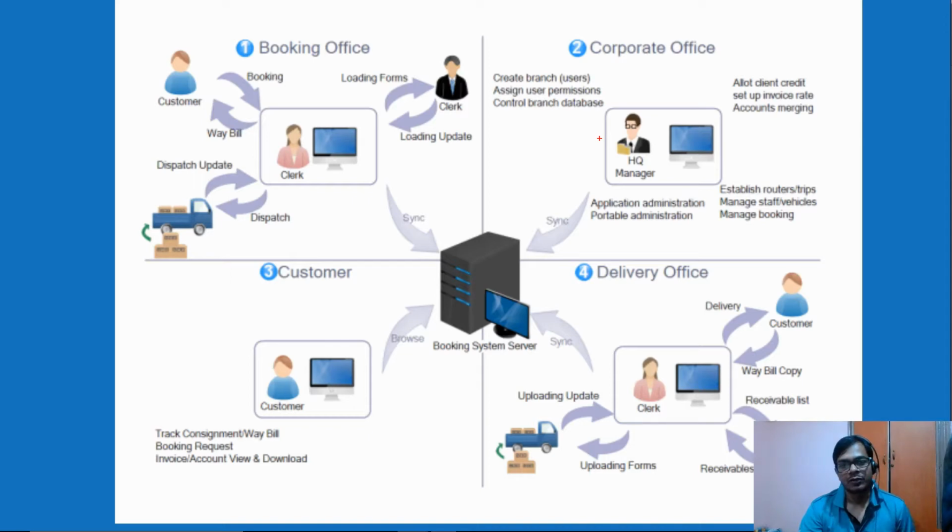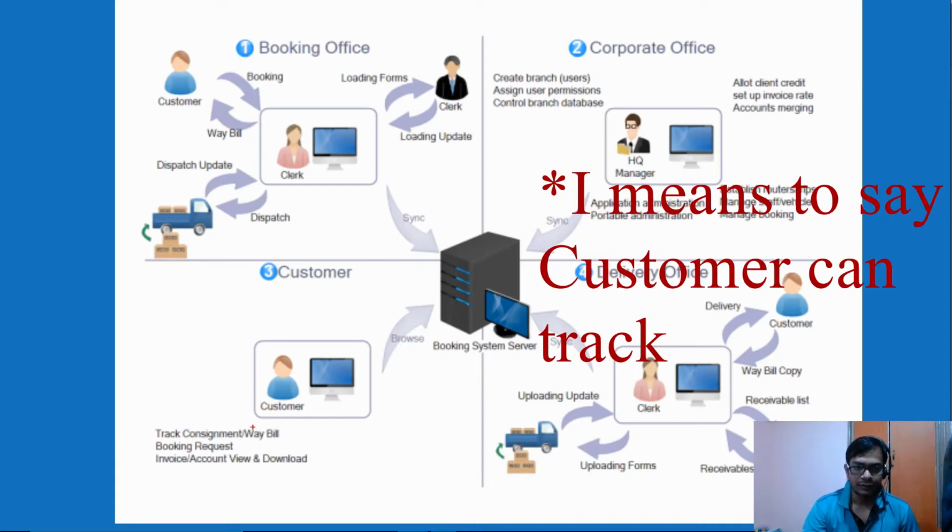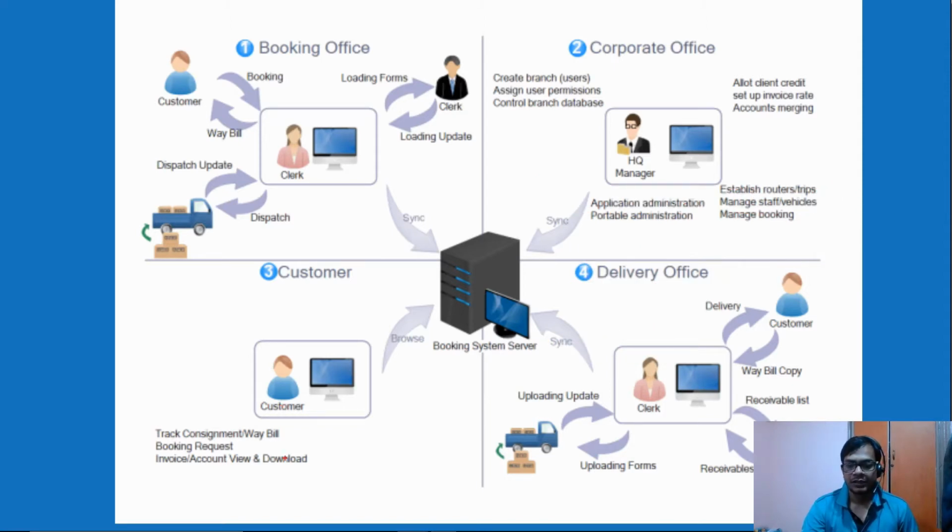This is one scenario. Another interesting point is that everything they do goes to a central booking server. If the customer wants to track it, they can enter the waybill number, or check it by the booking request. They can see the account details, the status, and the flow, and when the shipment is expected to reach the destination.